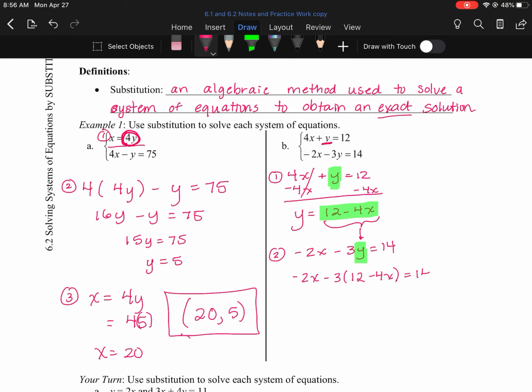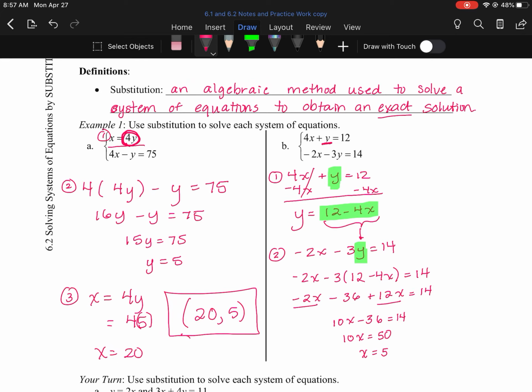And then finish your equation out, equals 14. Now solve. So negative 2x, don't forget the negative, minus 36 plus 12x equals 14. I'm going to combine my like terms. So 12x minus 2x is 10x, minus 36 equals 14. I'm going to add 36 to both sides. So 10x is equal to 50, which means x is going to equal 5.